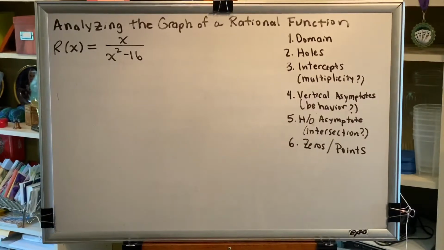The topic of this video is analyzing the graph of a rational function. Let's look at a problem. R of x equals x divided by the binomial x squared minus 16.